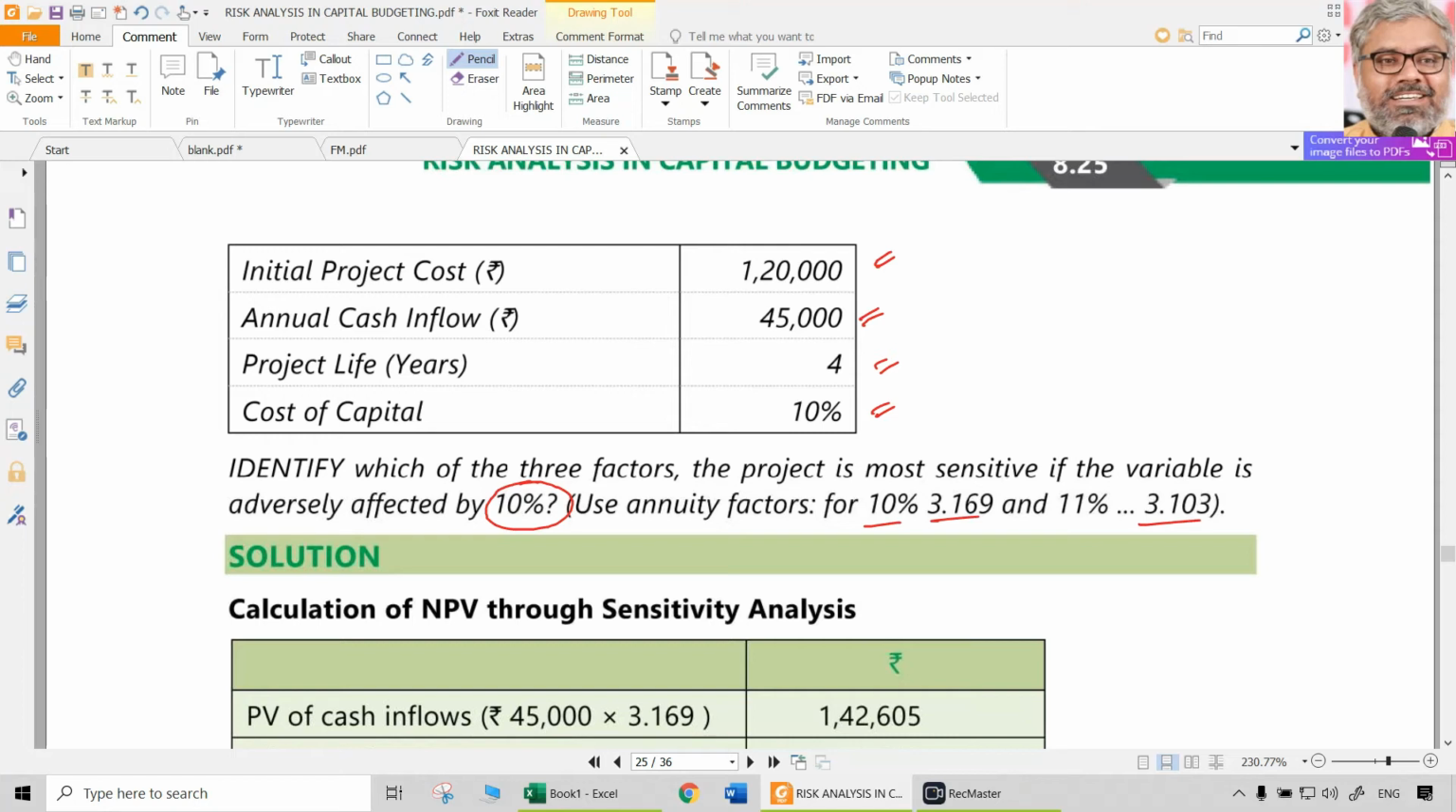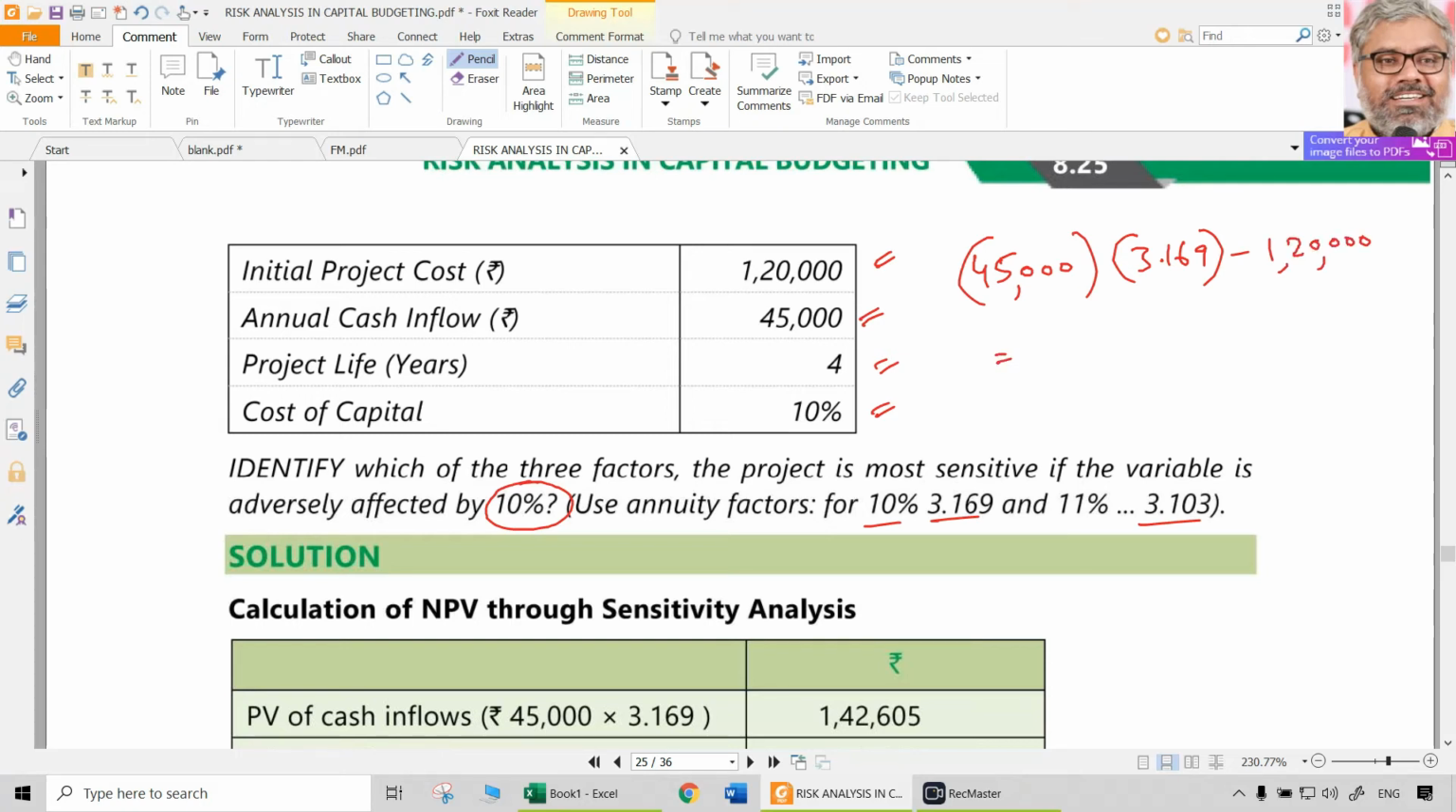First thing first, let us find out base case NPV. I'm just telling the calculation directly, but presentation has to happen normally in the examinations carefully. So naturally, base case NPV is annual cash inflows, that is 45,000, multiplied with 3.169 minus 1,20,000 will be the base case NPV.